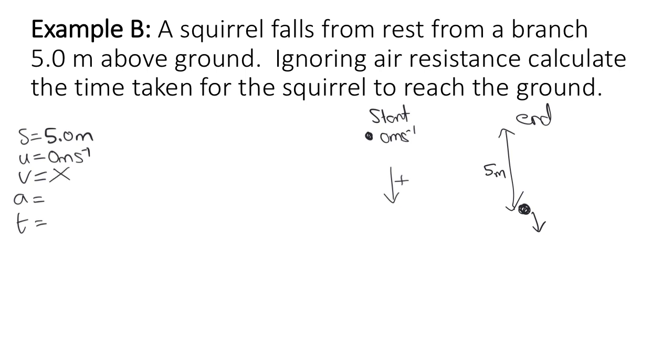The squirrel is in freefall, so we can write that its acceleration is 9.81 meters per second squared. And note that because we defined downwards as positive, the displacement and this acceleration are both positive, and the time is what we're asked to calculate, so we're going to put a question mark by the time.